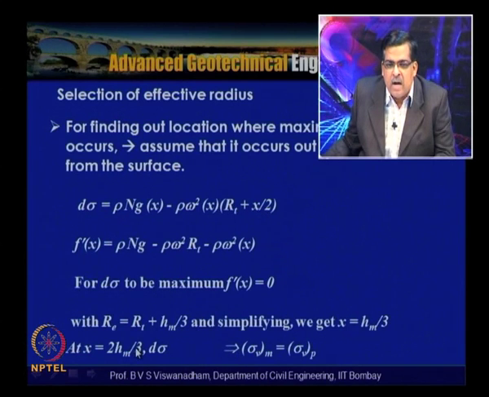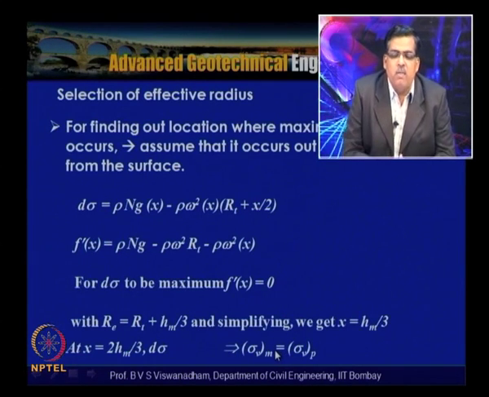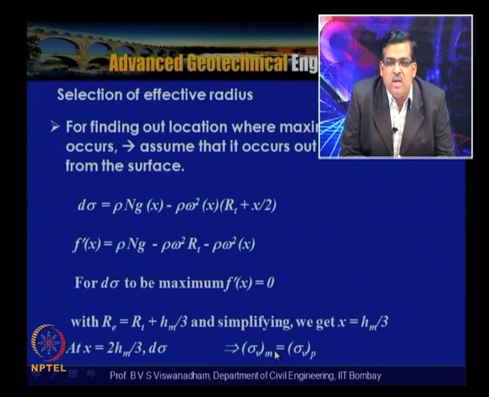That implies that at that particular point x equal to 2hm by 3, sigma v in model is equal to sigma v in prototype. That is the point where the distribution of vertical stress in the centrifuge model crosses the vertical stress distribution in the prototype.